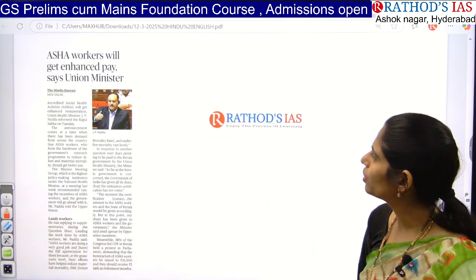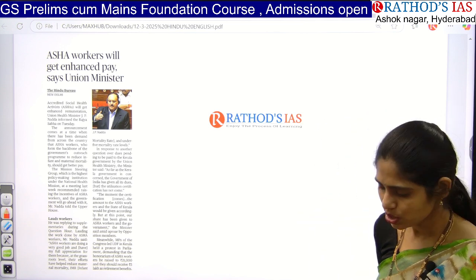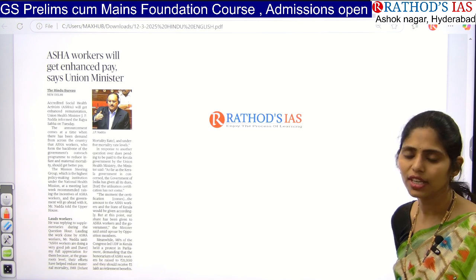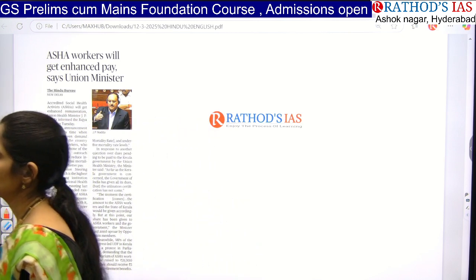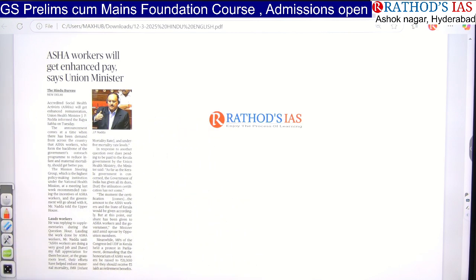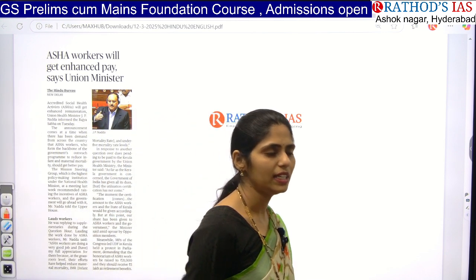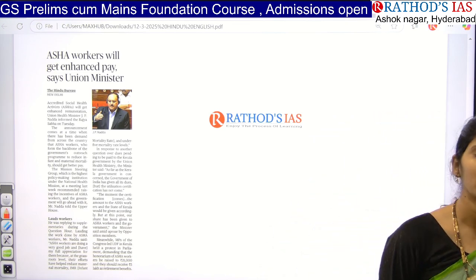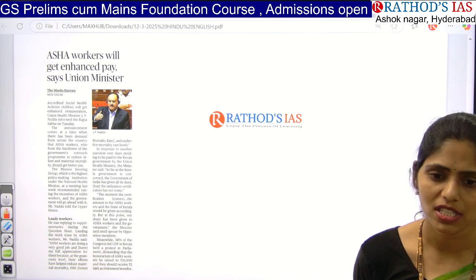This article is about ASHA workers getting enhanced pay, says the Union Minister. So recently we studied about these ASHA workers, right? There is an editorial. So what is that article talking about? ASHA workers are doing a lot of work and acting as a middleman. But even though they are not getting a full salary, they are getting around 5,000 to 50,000 rupees based on the work they are doing, based on the credits they have.